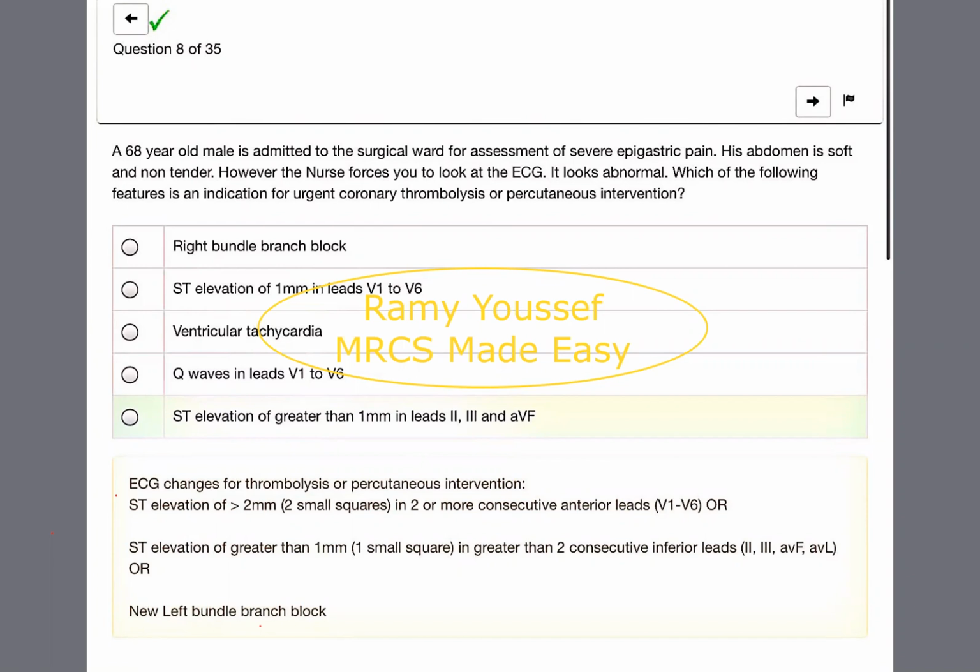If the question comes in the exam, there are not so many questions, so questions about ECG are repeated. Okay? ST elevation more than 1 millimeter in leads 2, 3, and aVF and aVL. Okay, next question.